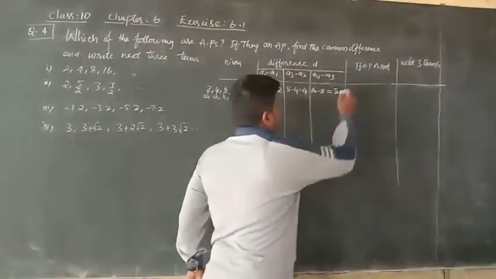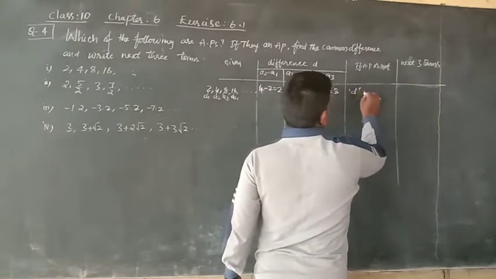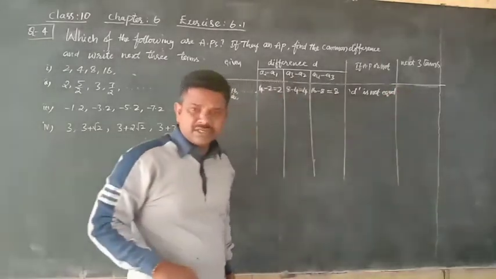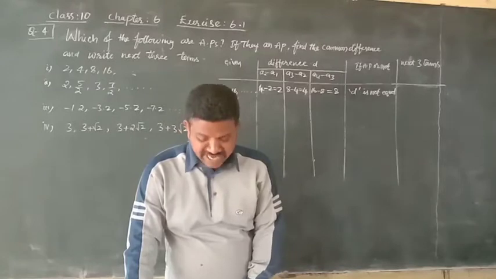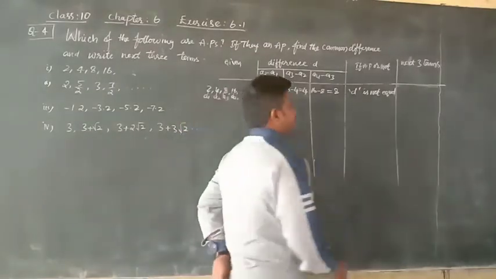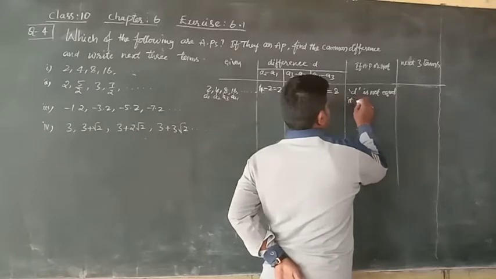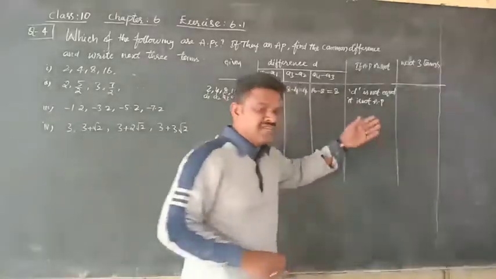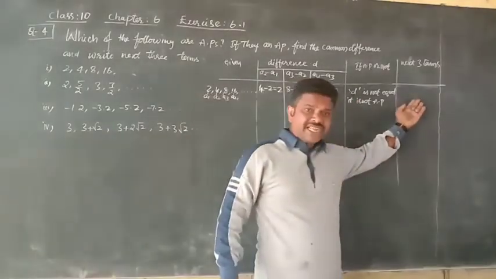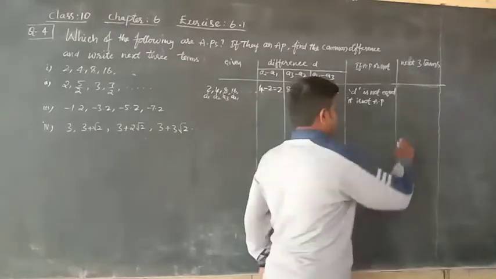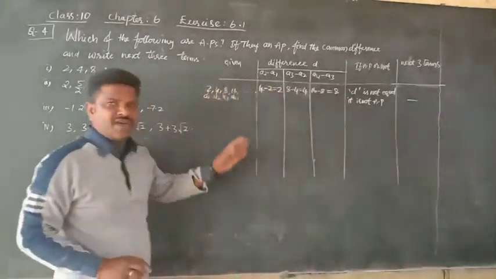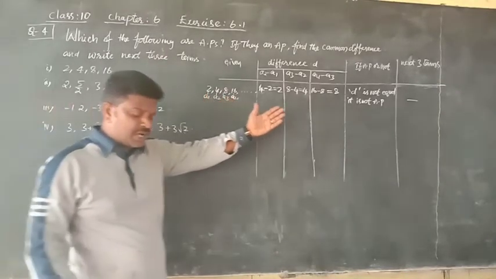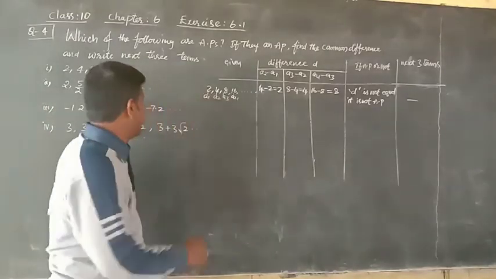What do we write now? D is not equal. So it is not an AP, arithmetic progression. If it is not an arithmetic progression, could you write the next three terms? No. That's it. This is the way of finding the difference, checking whether it is an AP or not, and writing the next three terms. We'll go for the next one.